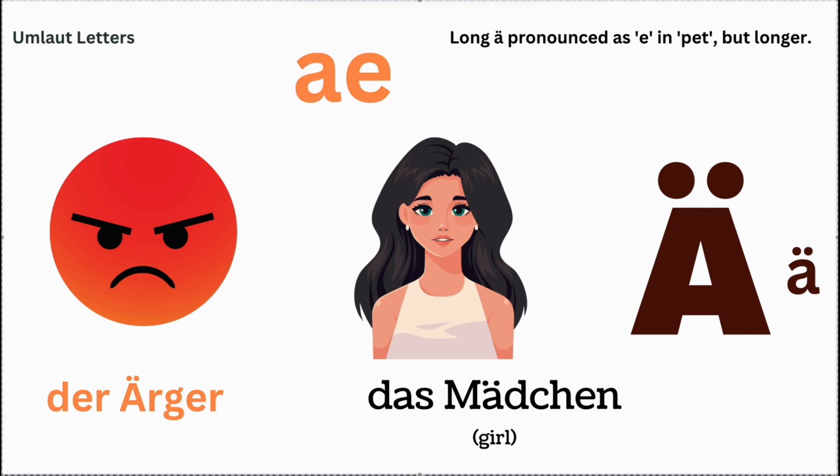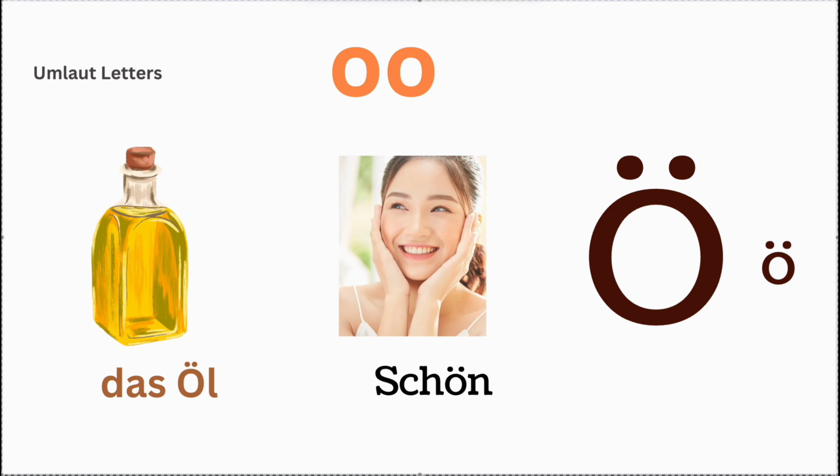Now we have here the special characters. This is A usually, but it has two dots. It's called umlaut. So we will be saying with umlaut it's Ä. Without umlaut it's A. So you always have to keep in mind whenever you are seeing these two dots, it means it's umlaut there. If it's above A, then it will be Ä. Like der Ärger means anger. Das Mädchen means girl.